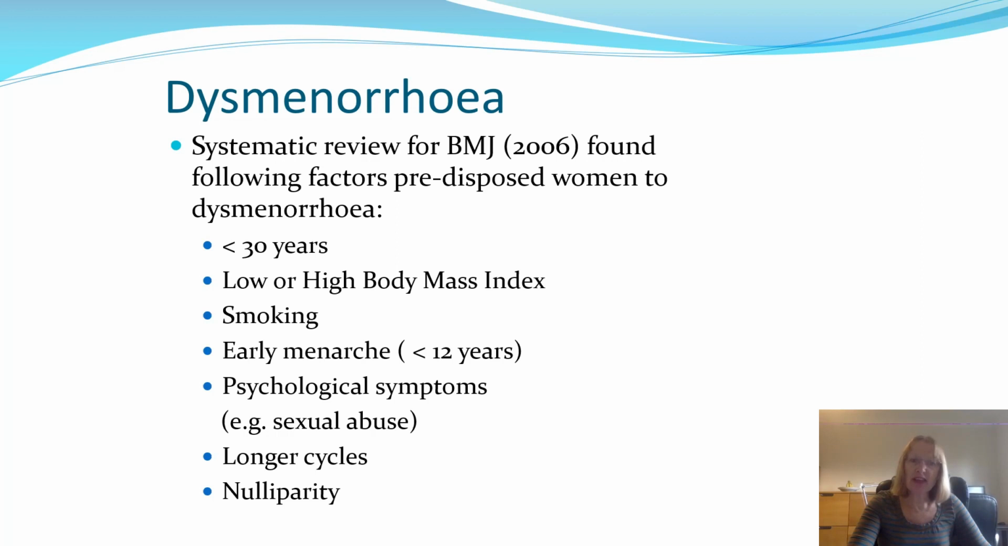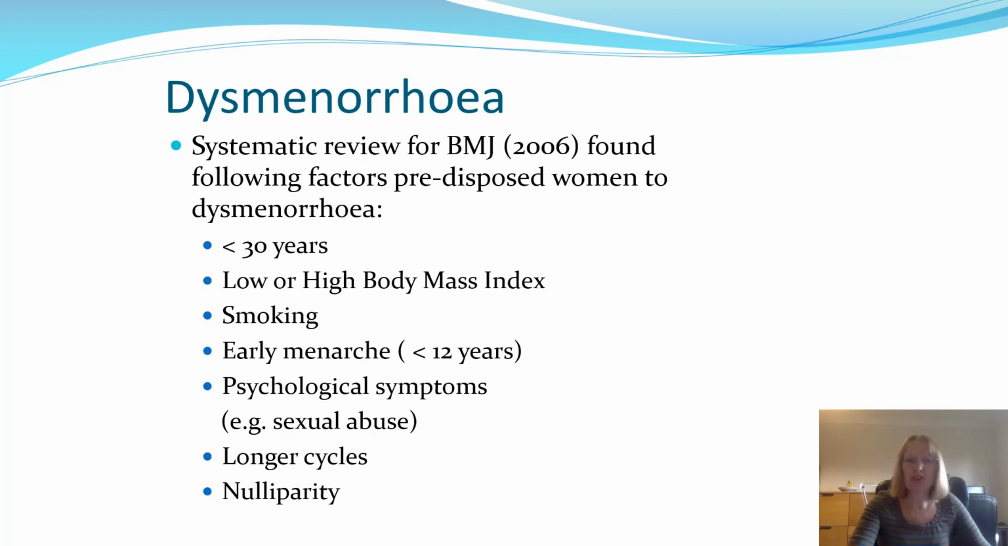Those with psychological symptoms, so people who've had maybe sexual abuse and they maybe link their periods to unpleasant things that have happened to them. Longer cycles, so those who have a longer than a 28-day cycle, which is the usual, and those with nulliparity, and what that means is that women haven't had a baby.